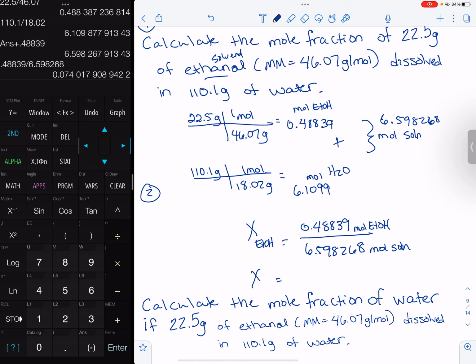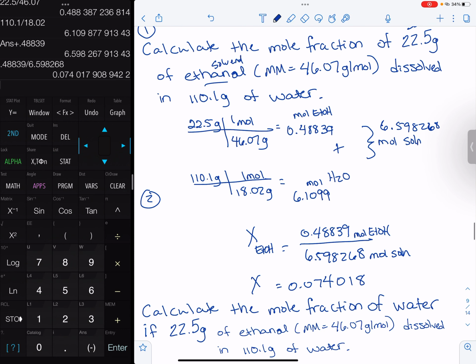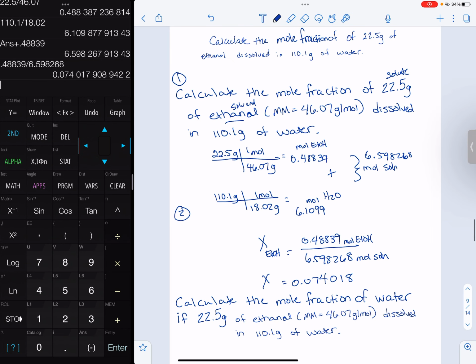So that gives me 0.074018, and I'm going to round it to, let's see, this would have been out to that many decimal places, and this would have been out to more. So this would have been out to that many decimal places. So I need to round my answer to 4 sig figs. So 0.007402. Now, if I needed to find it the other way, that's going to be the next question.